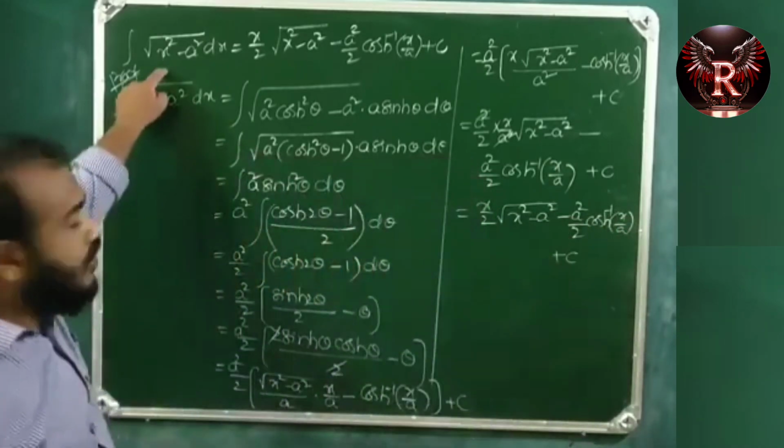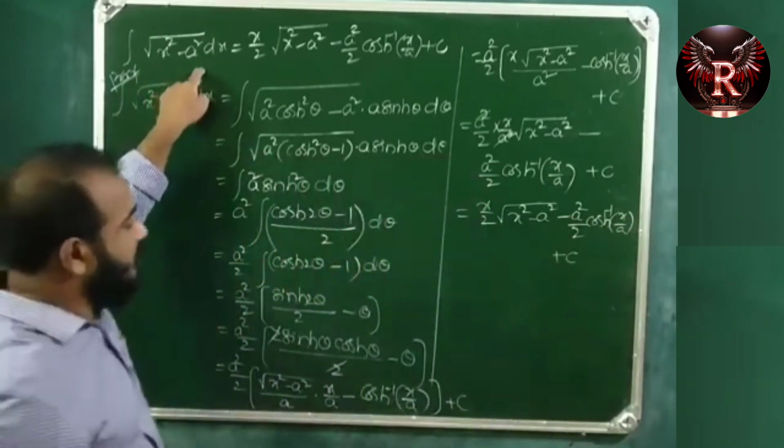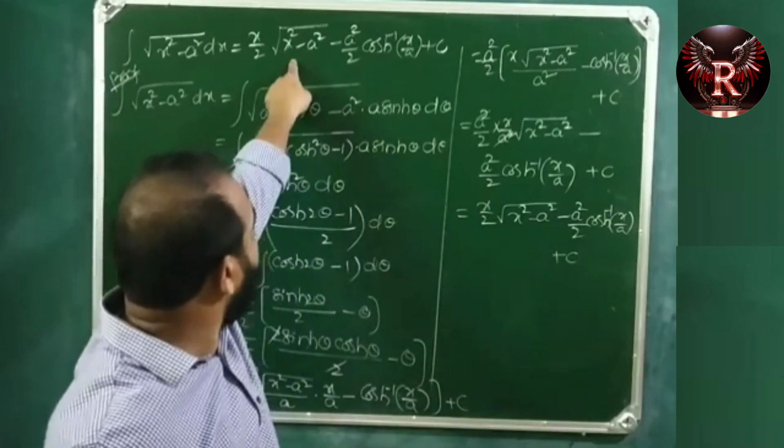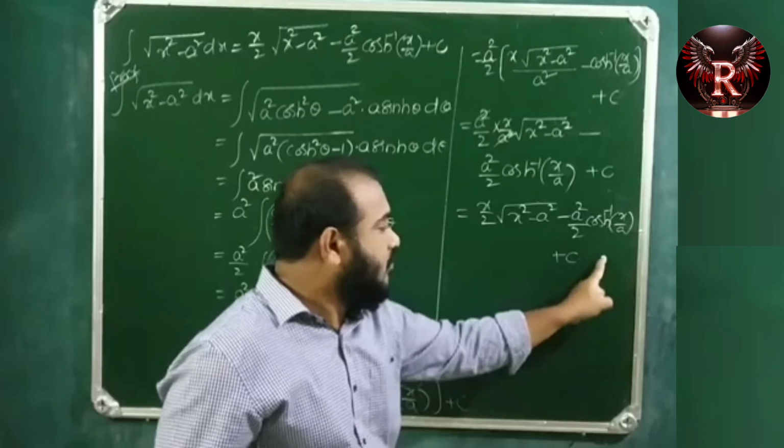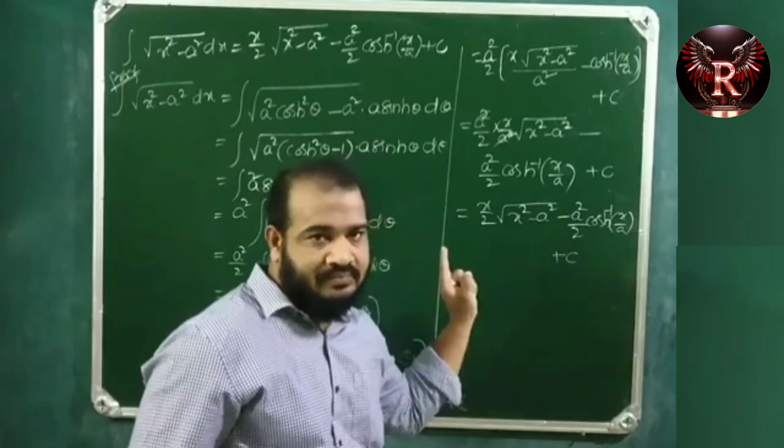Therefore, integral of root of x square minus a square dx is equals to x by 2 root of x square minus a square minus a square by 2 cos h inverse x by a plus c.